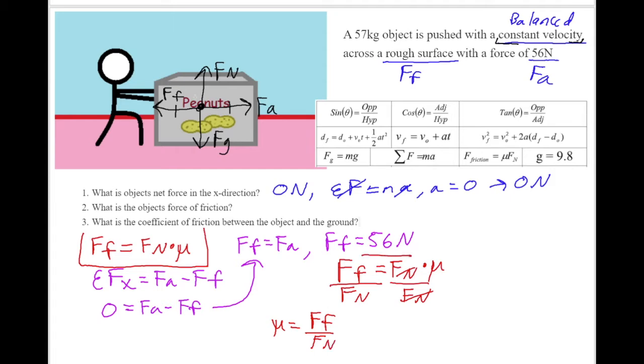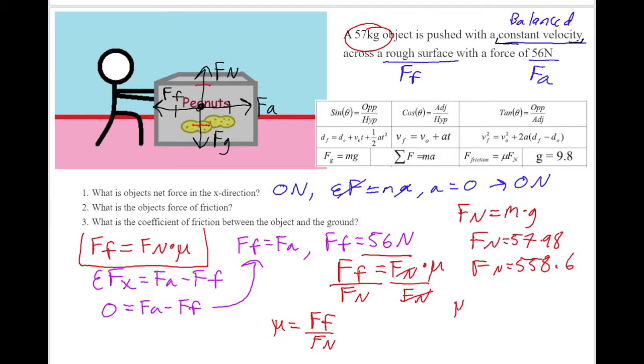Force normal, though, we can look at our free body diagram and see that force gravity is equal to force normal. So in this case, force normal is actually just equal to mass times gravity. The mass of the box is right here, 57 kilograms. So force normal just equals 57 times 9.8. That gives us a force normal of 558.6. Go ahead and plug this into our equation. We get mu is equal to 56 over 558.6. And that tells us that mu is equal to 0.1. And it's just 0.1. Mu does not have units.